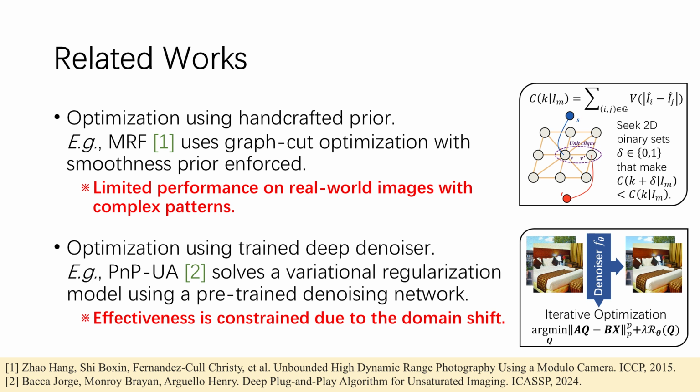Research on HDR reconstruction using modulo cameras remains limited. MRF utilizes graph cut optimization with a smoothness prior enforced. This handcrafted prior limits its performance on real-world images with complex patterns. PNPUA iteratively solves a variational regularization model using a pre-trained denoising network as a regularizer. But its effectiveness depends on the domain shift between training and target images.